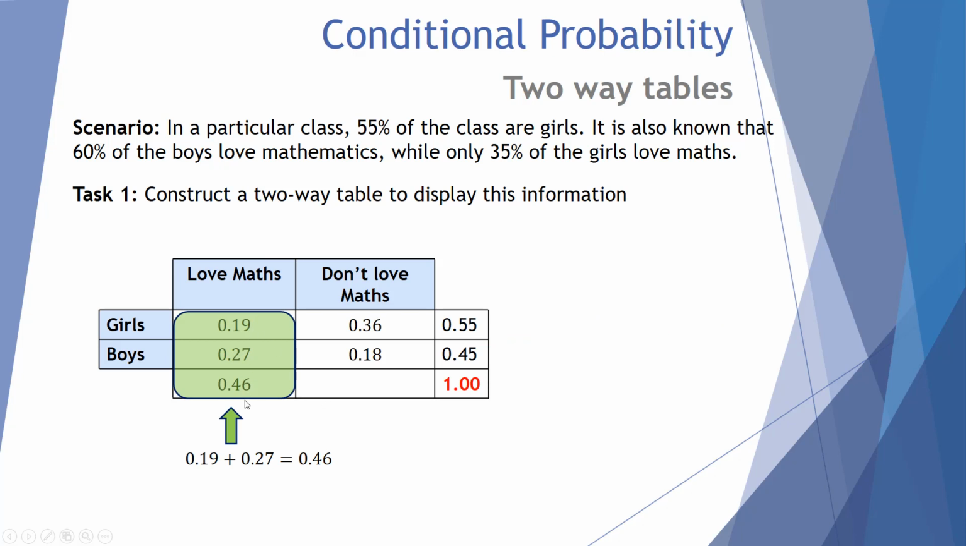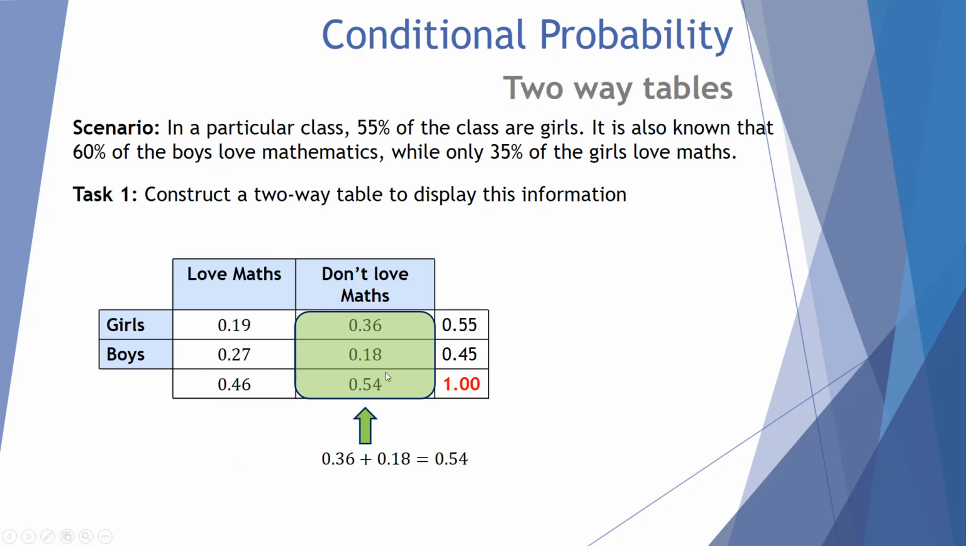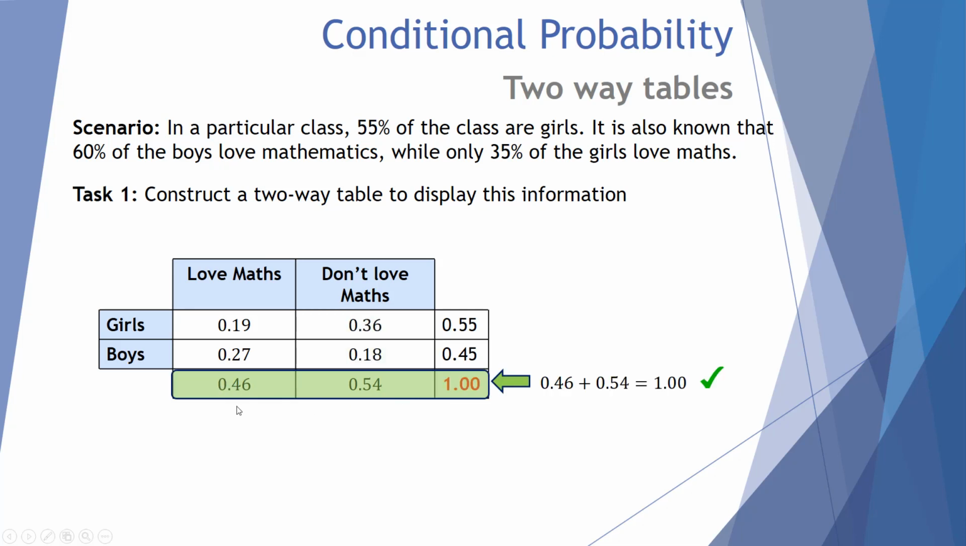Finally, let's add up our vertical columns. 0.19 plus 0.27 equals 0.46. So that tells me that 46% of the entire cohort love maths. And on the right-hand column, we've got 0.36 plus 0.18 gives us 0.54. Or we could say that 54% of the entire class don't love mathematics. Sad statistics. Finally, let's check this bottom row. 0.46 plus 0.54, or 46% plus 54%, does give us 100%, or decimal is 1. So here we have a two-way table representing the information that's presented in this scenario.